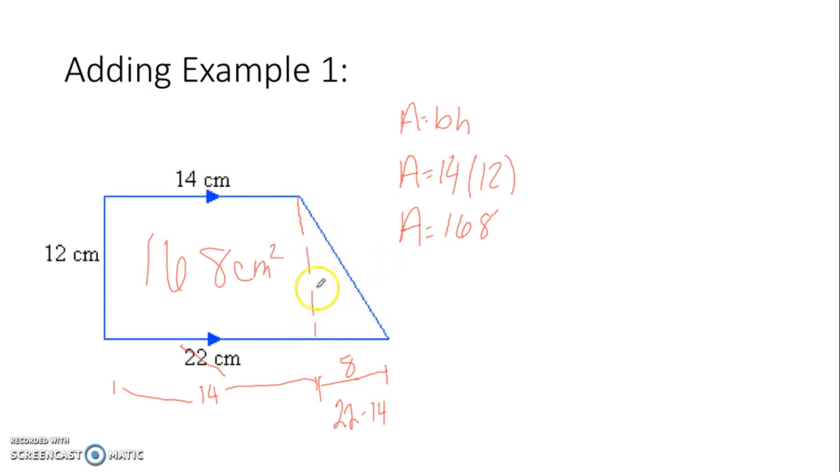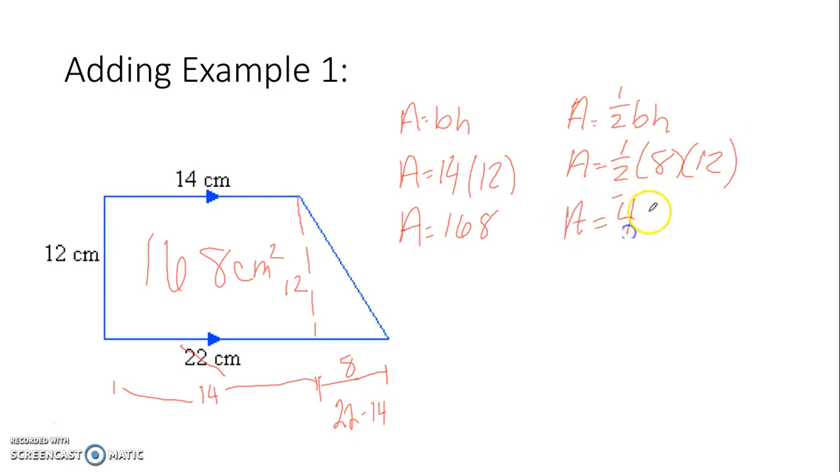Now let's figure out the area of this triangle. The formula for area of a triangle is area equals 1/2 base times height. We just figured out the base was 8. So we keep the 1/2, times 8, times the height, which is this height right here. Since they're congruent, this is also 12. So 1/2 times 8 is 4, times 12. And 4 times 12 is 48.